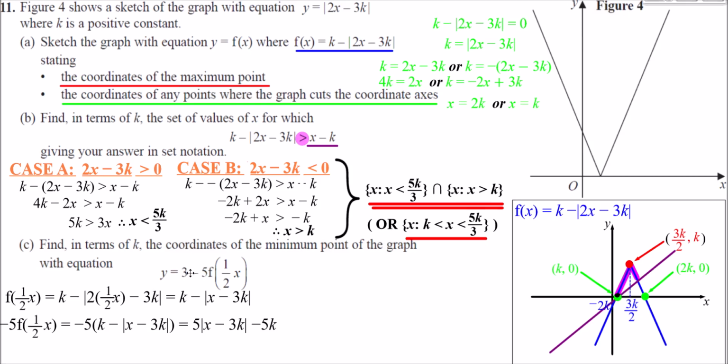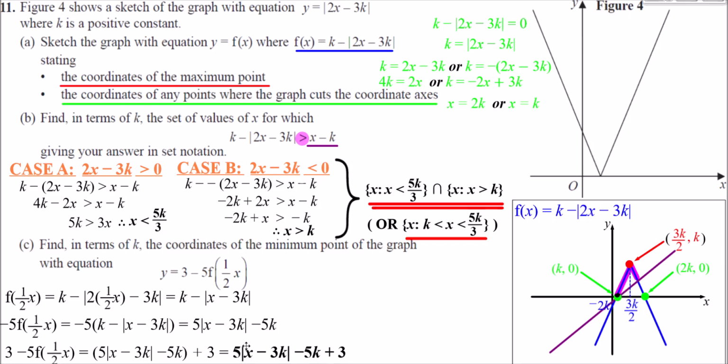So if I do this as a final step, take this and just add on 3 to it at the front, or at the back if you prefer, I'm going to get 5 lots of x minus 3k, all modded, minus 5k, plus an extra 3. So in terms of a modulus part, I've got 5 lots of a modulus of x minus 3k, minus 5k plus 3.